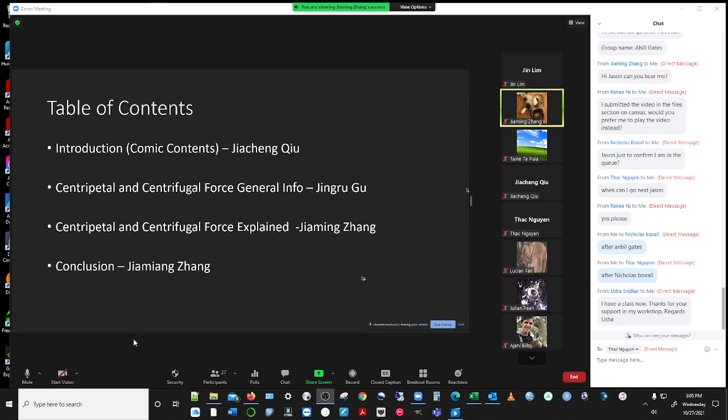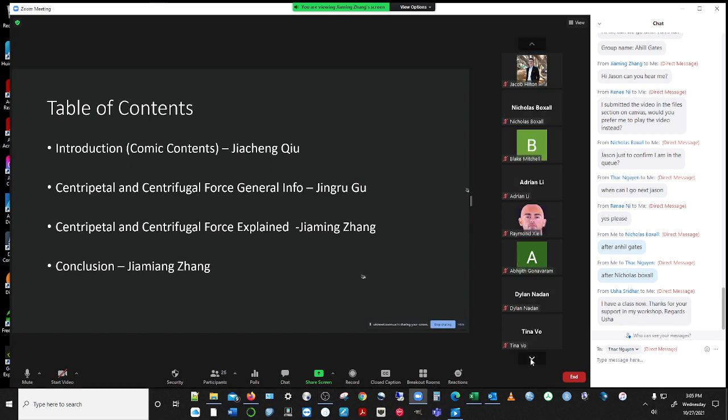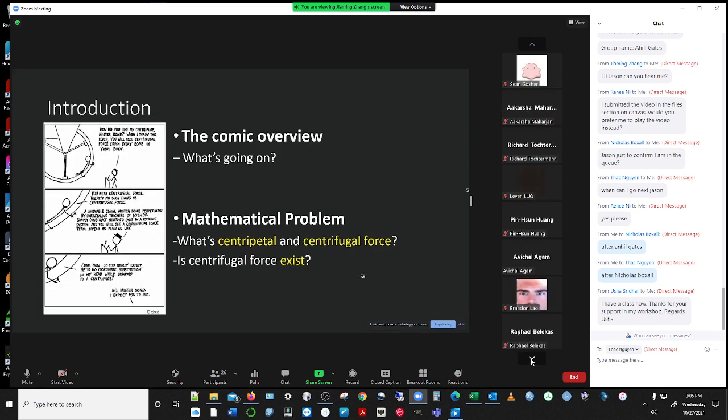This is all the contents. The first one is to introduce the comics content, by Jason. The second is Jinru Gu, who will introduce the centripetal and centrifugal force general information. The third is Jiamin Zhang, who will introduce the centripetal and centrifugal force explanation. The conclusion is by Jiamin Zhang. Next, this is the content: the content of the comics.